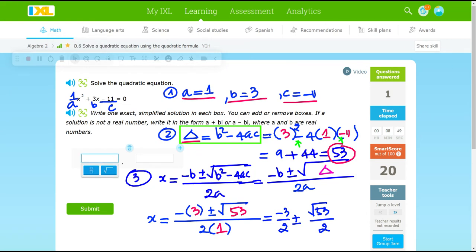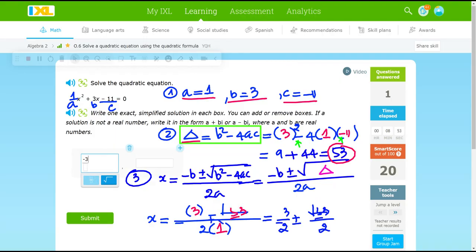Okay. So first I put fraction. On top I put subtract 3. On the bottom I put number 2. Alright. Then plus sign. Fraction again. On top I put square root of 53. And on bottom I put number 2.